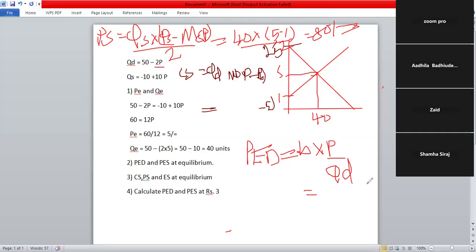B is minus 2. Into price is given 3. Price is given. Then if the price is 3, quantity will not be 40.